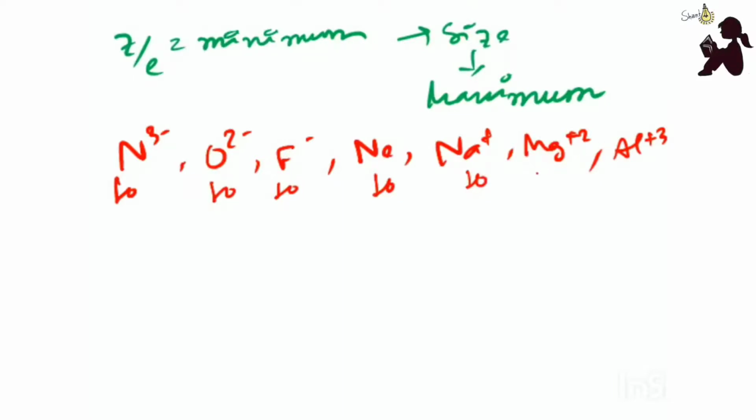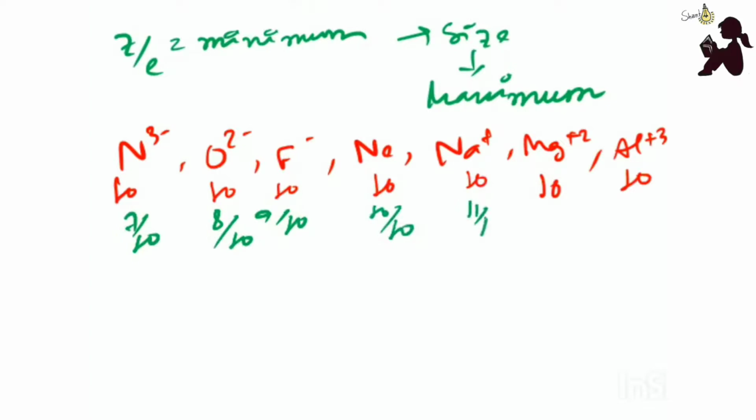Mg2 plus is 12, minus 2, 10. Al3 plus is 13, minus 3, 10. But their proton number will not change, right? So just write the Z by E value there. What will it be? It will be 7 by 10, 8 by 10, 9 by 10. For fluorine, it will be 10 by 10, for Na plus 11 by 10, for Mg 12 by 10, and 13 by 10.